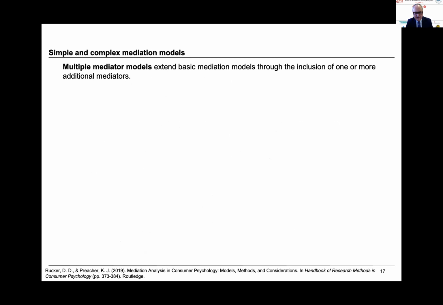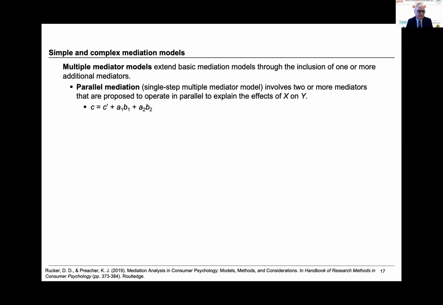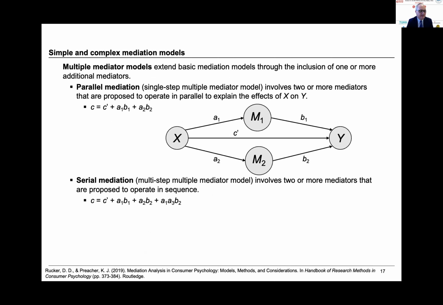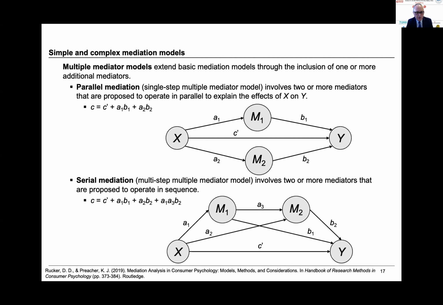On the other hand, multiple mediator models extend basic mediation models through the inclusion of one or more additional mediators. We can distinguish between parallel mediation, which involves two or more mediators that are proposed to operate in parallel to explain the effects of X on Y, and serial mediation, which involves two or more mediators that are proposed to operate in sequence.